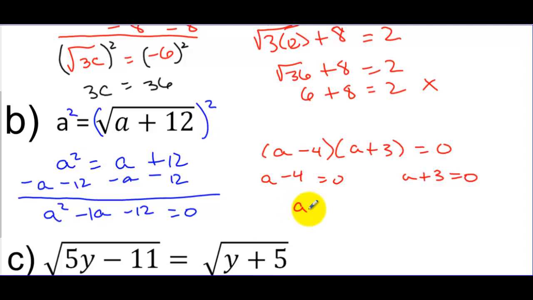And I get two answers. I get a positive 4, that's a solution, okay, and I get a negative 3, and that's a solution, okay. So let's leave those. So again, we got to check, and we got to make sure these are actually going to work.